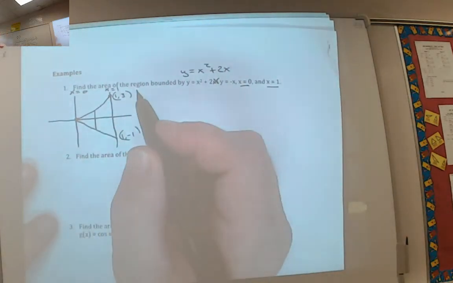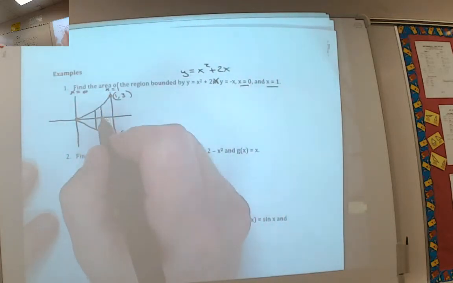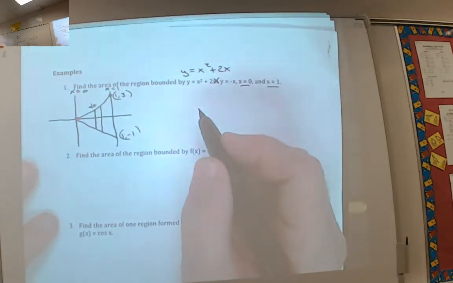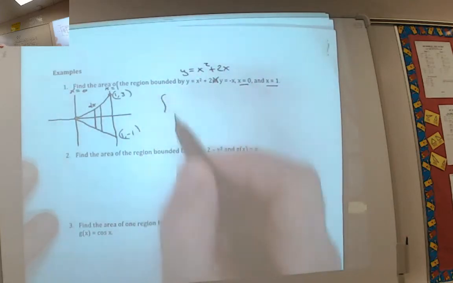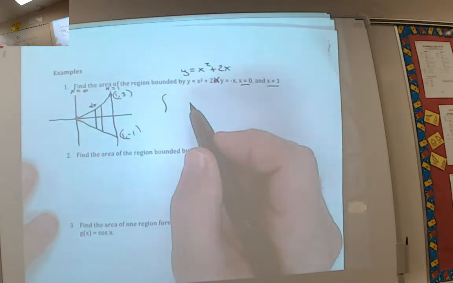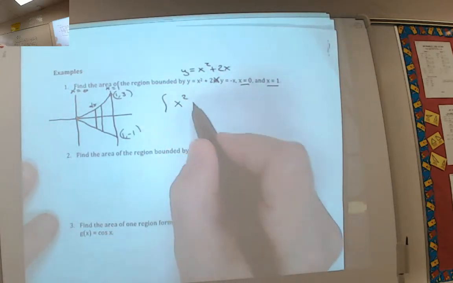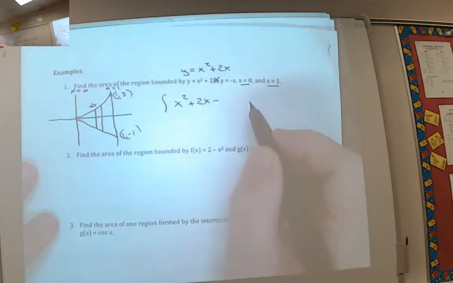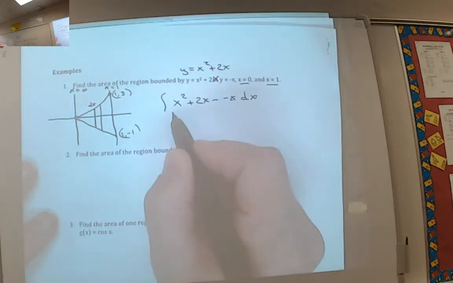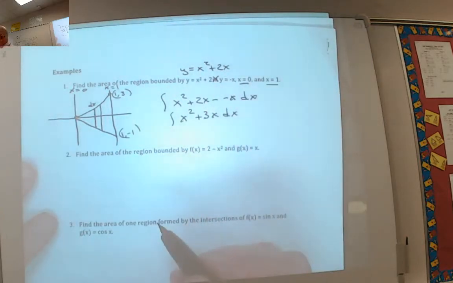Zach, how thick is it? 1. It's pretty skinny to be 1. There's another one. Oh, dx. It's dx thick. So that means everything has to be in terms of x. So I'm going to integrate. So it's going to be top minus bottom. Correct? All right, so what's the top? X squared plus 2x minus, what's the bottom? Negative x dx. So I could rewrite that as x squared plus 3x. Would you agree? Yep.